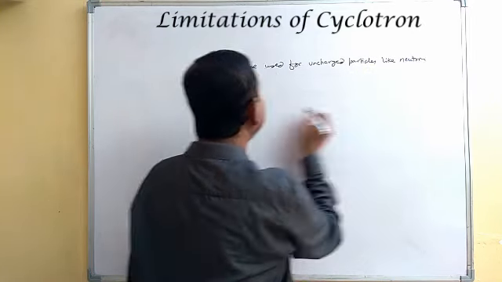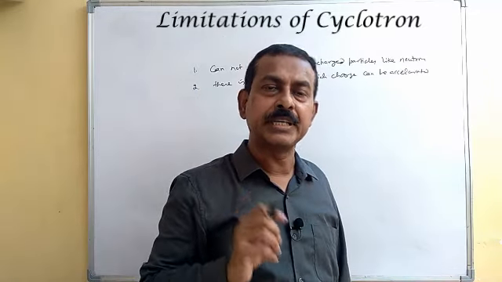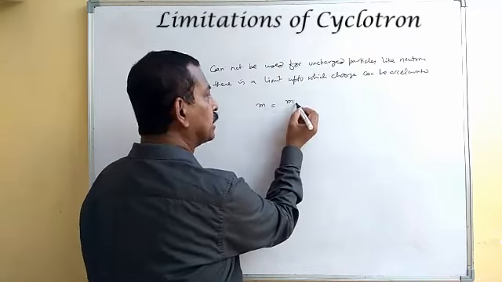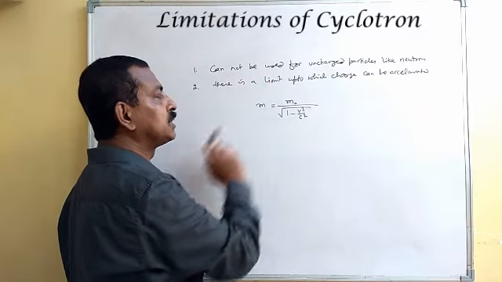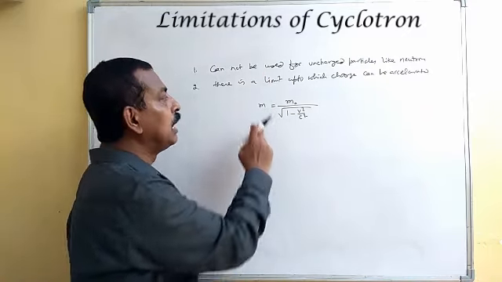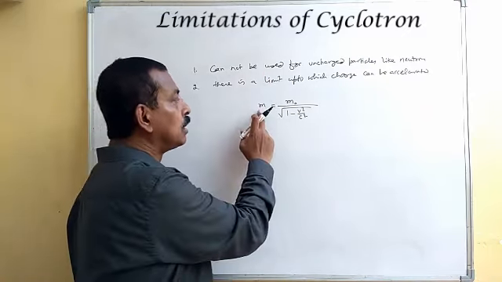Second, there is a limit up to which we can accelerate a charged particle. We cannot accelerate a charged particle infinitely. Why are we saying that there is a limit? Because due to the theory of relativity, the mass of a particle changes with velocity. This is given here: m equals m naught divided by root over 1 minus v square by c square, where m naught is the rest mass, m is the mass of the particle when it is moving with velocity v, and c is the speed of light.